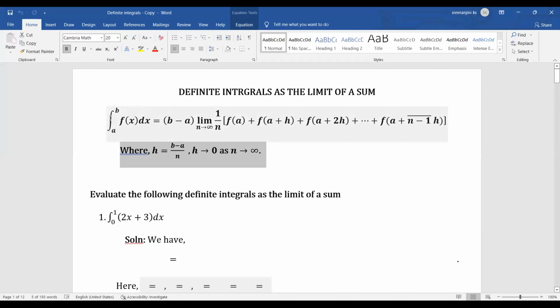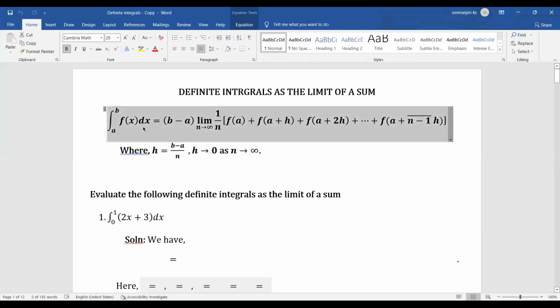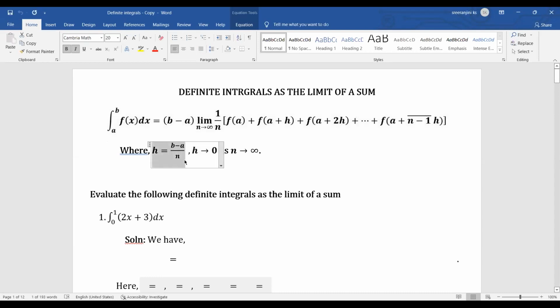So I repeat the formula. Integral a to b f of x dx is equal to b minus a, limit n tends to infinity, 1 by n, f of a, the value of the function at x equal to a, plus f of a plus h, the value of the function at x equal to a plus h, plus f of a plus 2h plus etc. plus f of a plus n minus 1 h. And h is b minus a by n. We can see that h will tend to 0 as n tends to infinity.